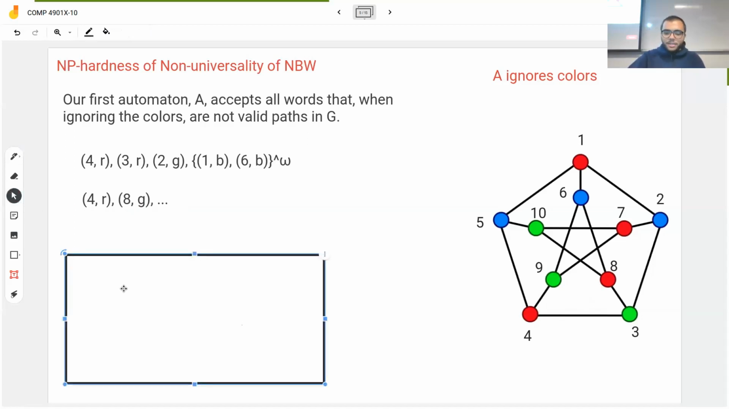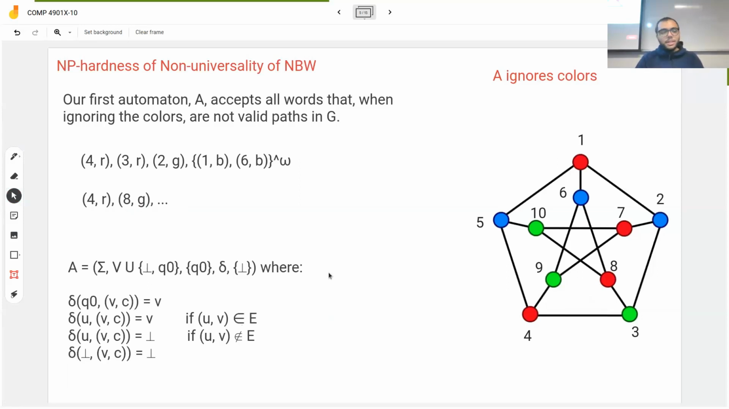Okay, how can I create this automaton? Well, it's actually quite easy. What I'm doing here is turning my graph into the automaton. I'm going to say that the set of states in the automaton are just the vertices in the graph with 2 additional states. I add a state Q0, which is my initial state. And I also add a bottom state, which basically shows failure.